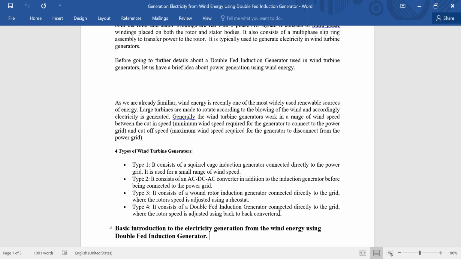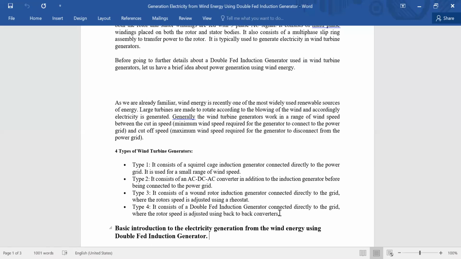Type 1 consists of a squirrel cage induction generator that is connected directly to the power grid, and it is used for a small range of wind speed.